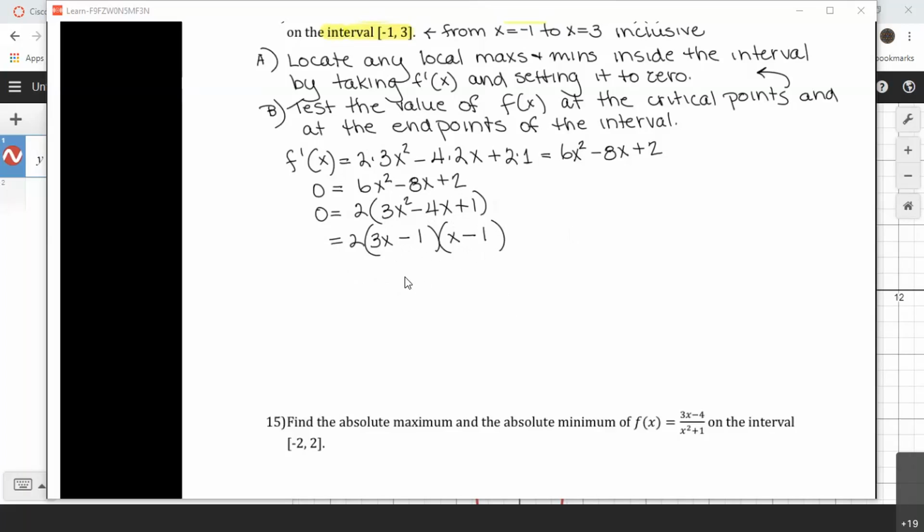So again, that's doing it by hand. And then you set any factor that has an x in it equal to 0. Please don't set 2 equal to 0. That makes no sense.